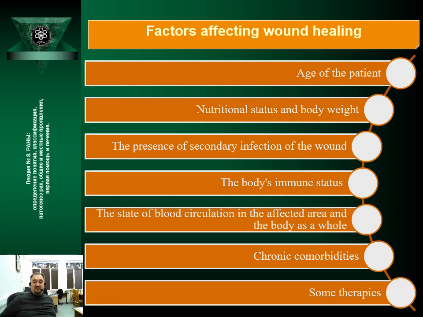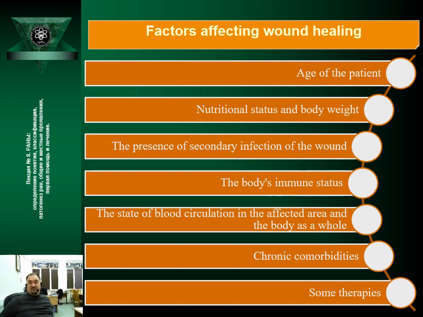Well, let's talk first about blood circulation in the affected area. Let's say the same gunshot wound or, as we said at the very beginning of the lecture about wounds, wounds of a chopped and bruised nature. As a result of the microcirculatory bed around the wound being damaged, this leads to a violation of nutrition in this area. Such wounds heal much worse and take longer. In general, in the body.